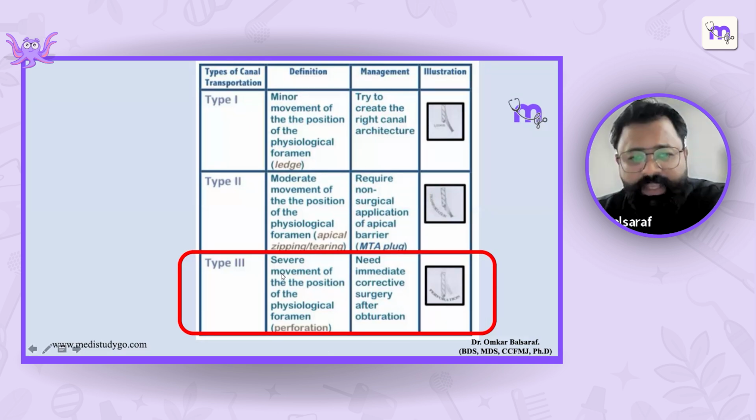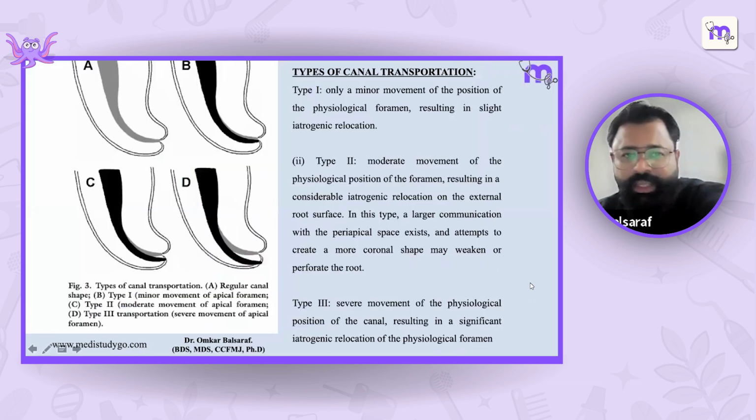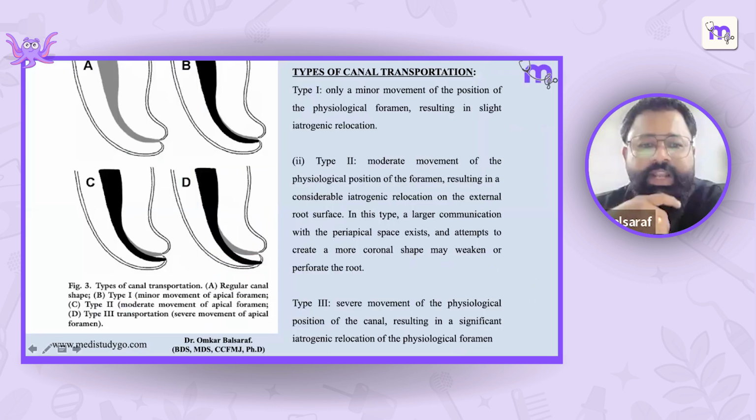In type 3, there is severe movement of the position of the physiological foramen, also called perforation. This needs an immediate corrective surgery after obturation, also called periapical surgery. So your answer is type 3. These are the three types of canal transportation.